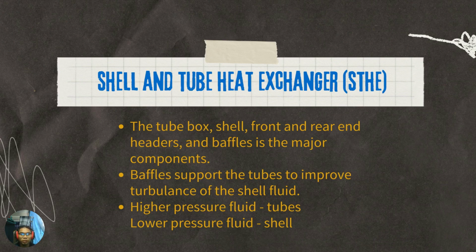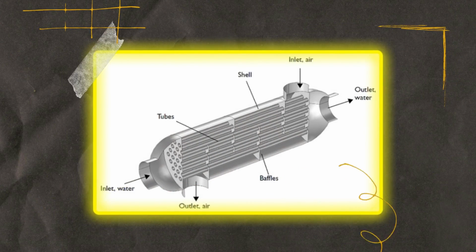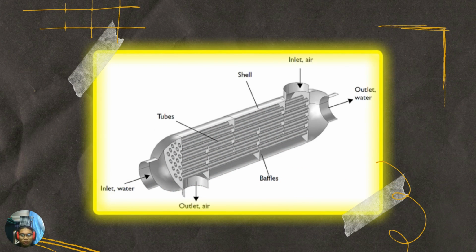The major components of this type of heat exchanger are the tube bundle, shell, front and rear headers, and baffles. The baffle supports the tubes, directs the fluid flow to the tubes in a natural way, and improves the turbulence of the shell fluids. The fluid pressure in the tubes is usually higher than the fluid pressure on the shell side. This is an example of the components in a shell and tube heat exchanger.